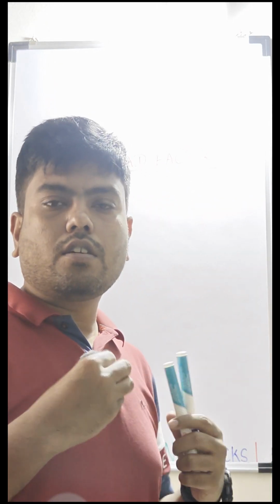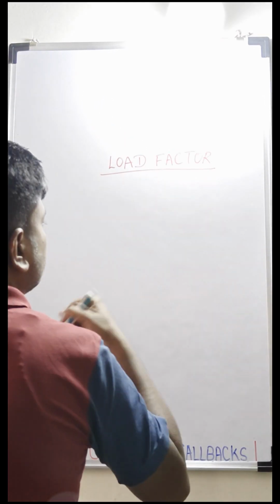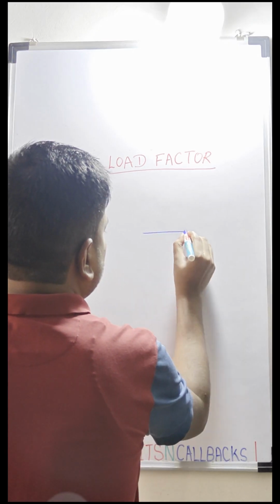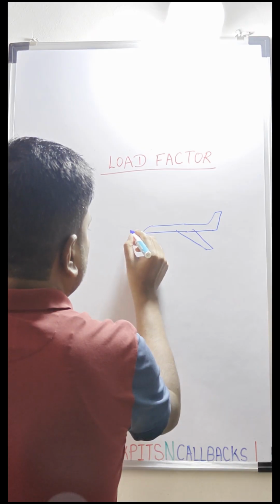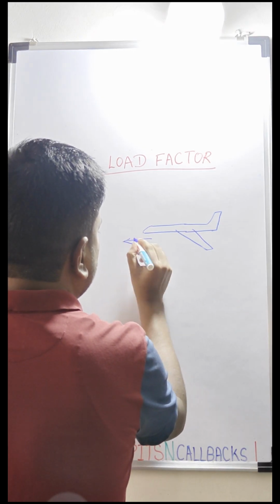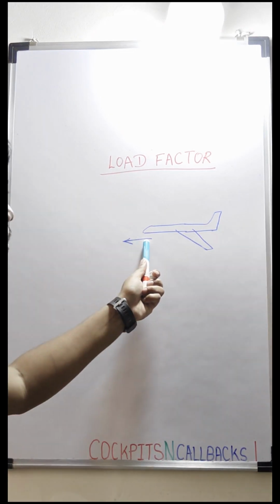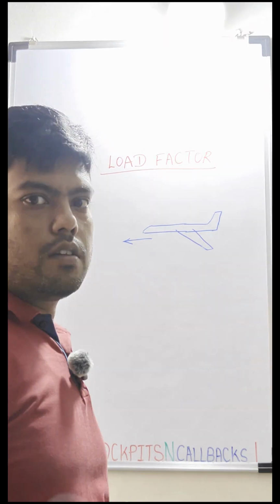In the simplest terms, we can say that it is the physical stress that acts on the aircraft while it is in flight, right? There are certain forces that act on the aircraft while it is in flight. So let me draw a diagram to explain it. Let's say this is my aircraft, which is moving in this particular direction.